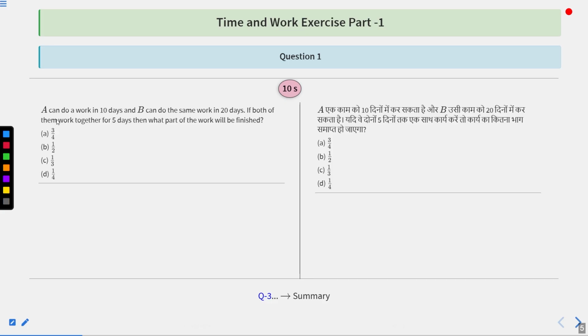Question says that A can do a work in 10 days and B can do the same work in 20 days. If both of them work together for 5 days, then what part of work will be finished? Options A, B, C, D are given to you and I'm giving you 10 seconds to find out the correct answer.